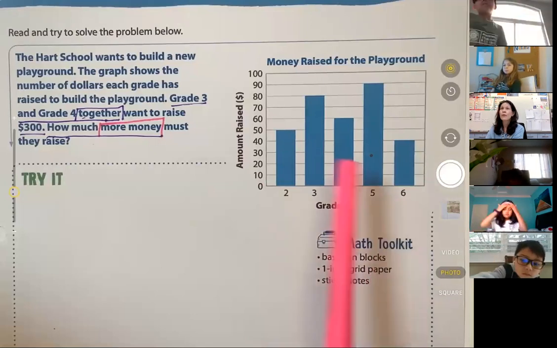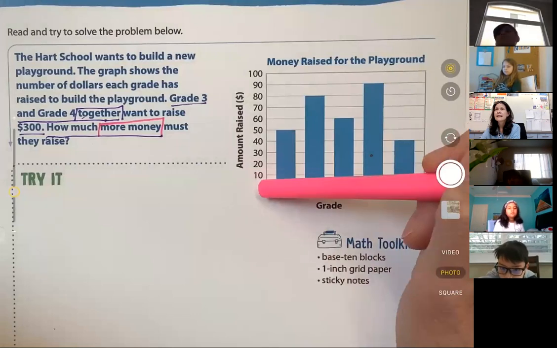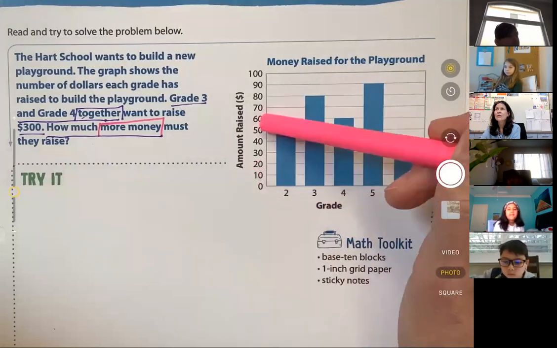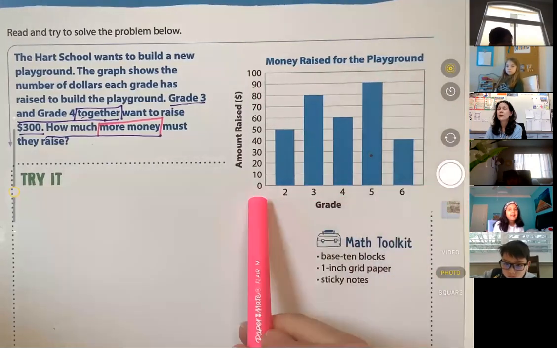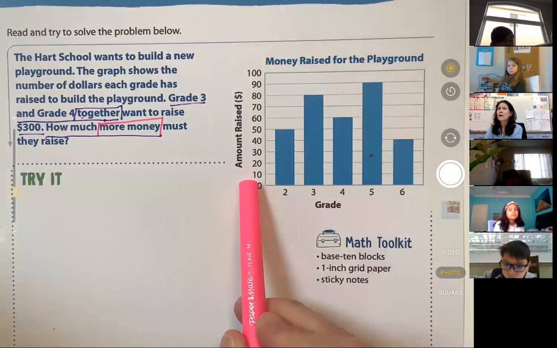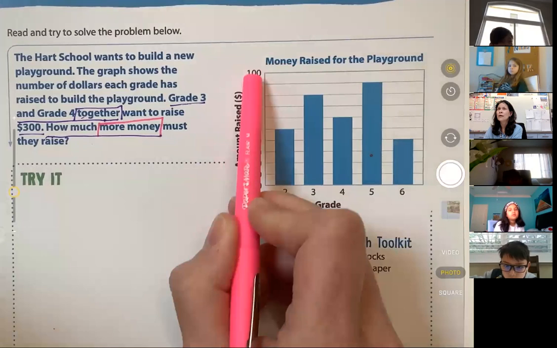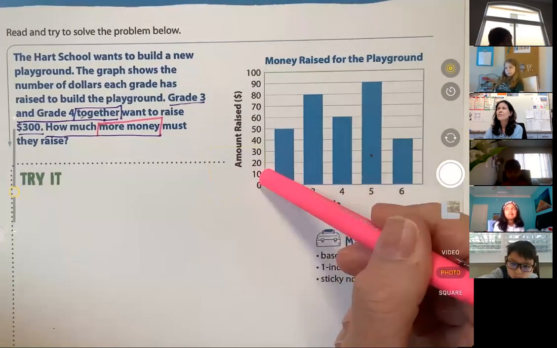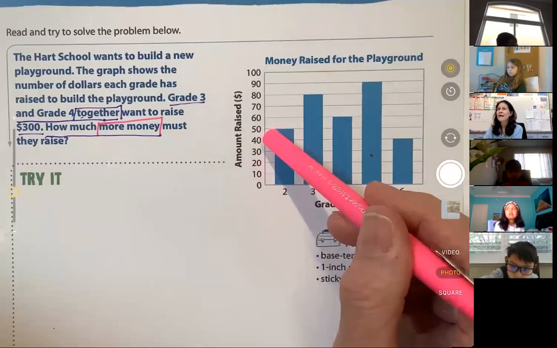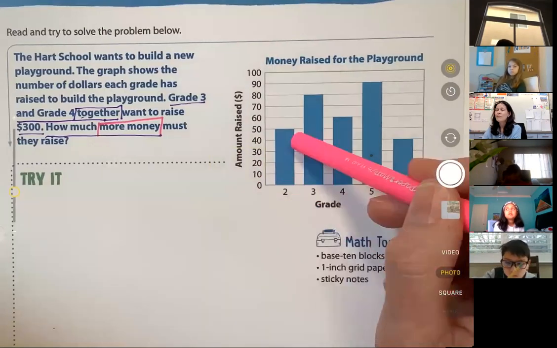So we can see, if we're interpreting this graph, that the scale is in $10 increments. So of course we start at nothing, and then we go to $10, and then we go to $20, and then 30, and so on, all the way up to 100. That is the scale, friends. It is increments of 10. We are counting by 10. These bars are representing how much money they've raised.